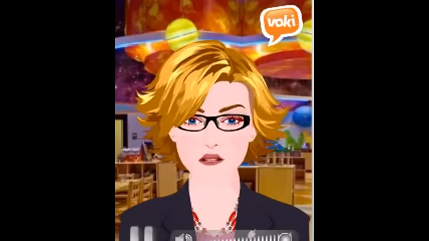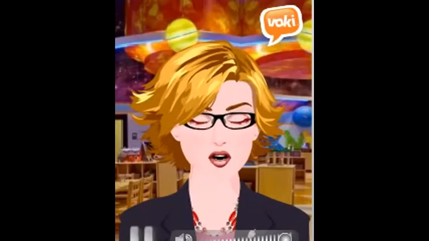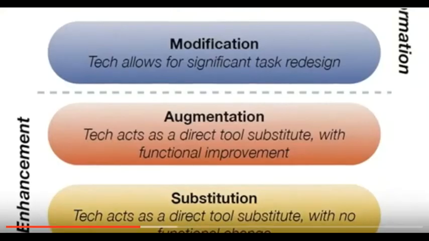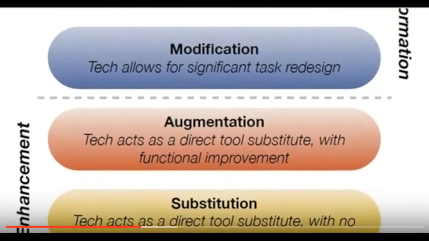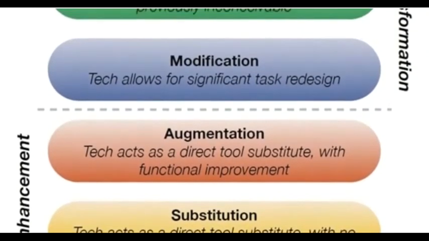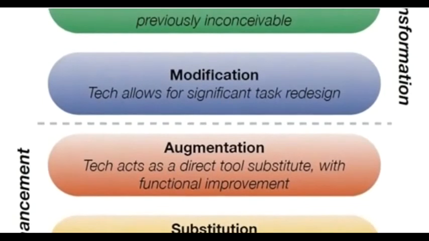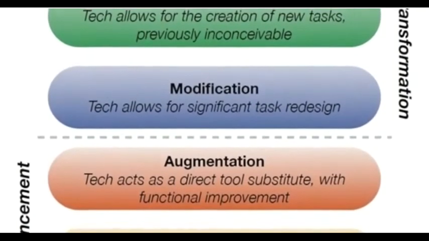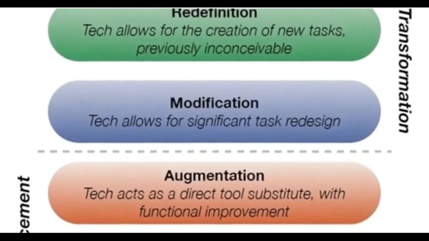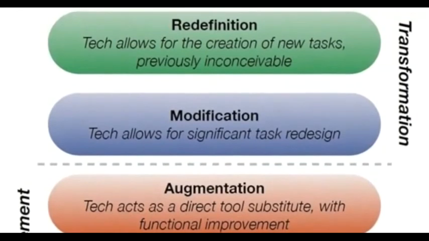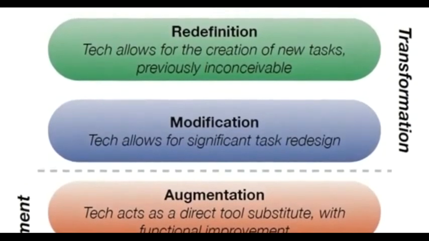We have two commonly used models for technology integration. The first is the SAMR model, which helps you to realize at what level you're putting technology in, whether you're using it just simply as a substitution or you're actually redefining what you're able to do because of the technology, something that wasn't even possible before that is now possible.